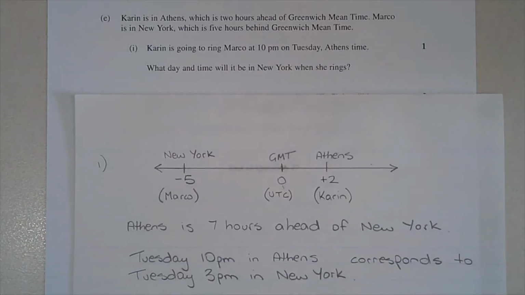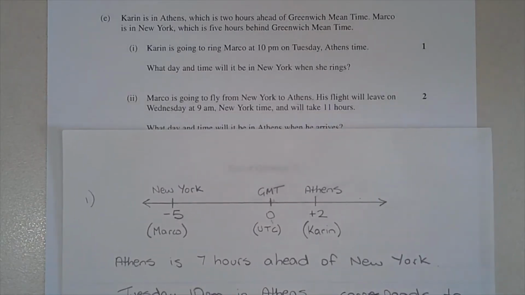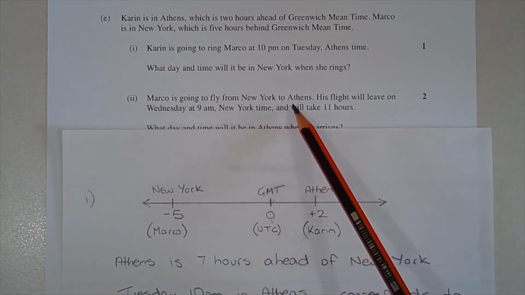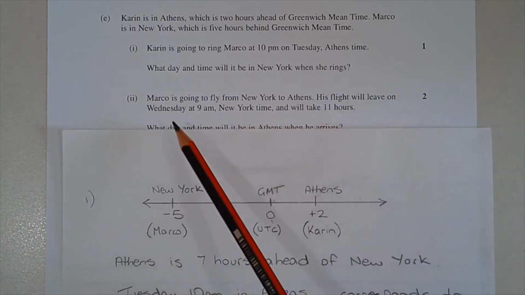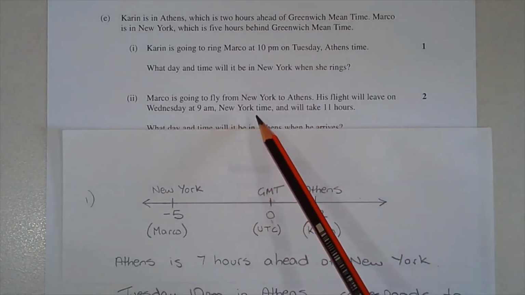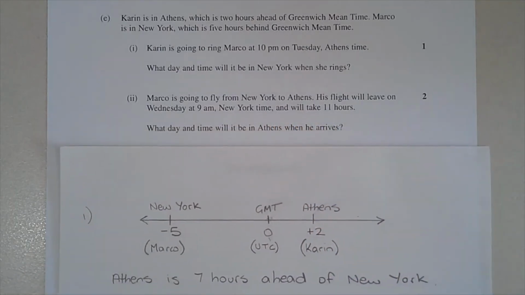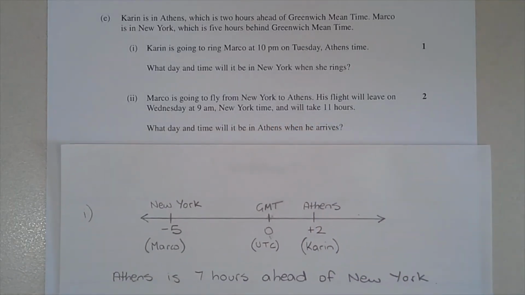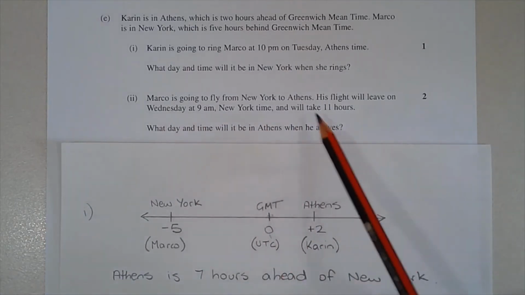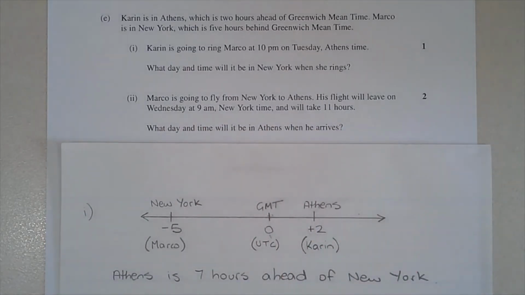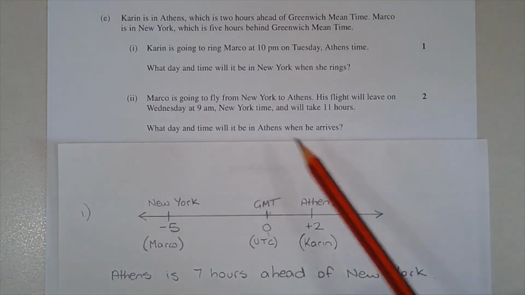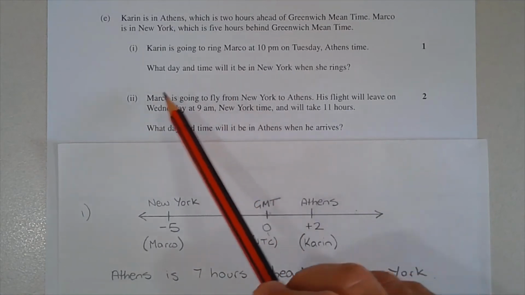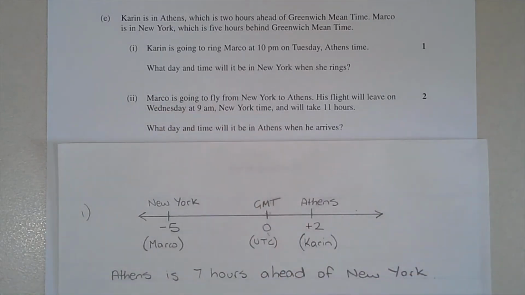So part 2, Marco is going to fly from New York to Athens. His flight will leave on Wednesday at 9 a.m. New York time and will take 11 hours. What day and time will it be in Athens when he arrives? So since we're interested in the time that he arrives in reference to Athens time, it makes sense then that the first thing we need to think about is to convert the New York time, or the time when Marco leaves, which is in reference to New York time, to Athens time.